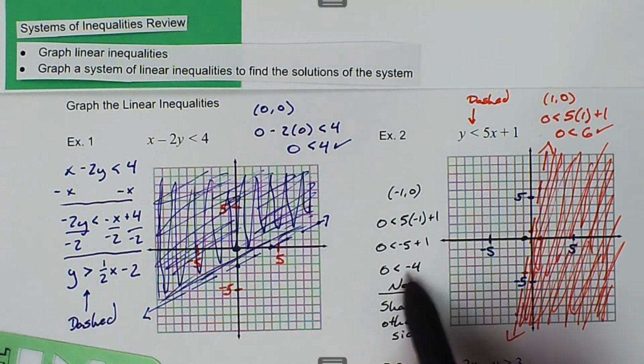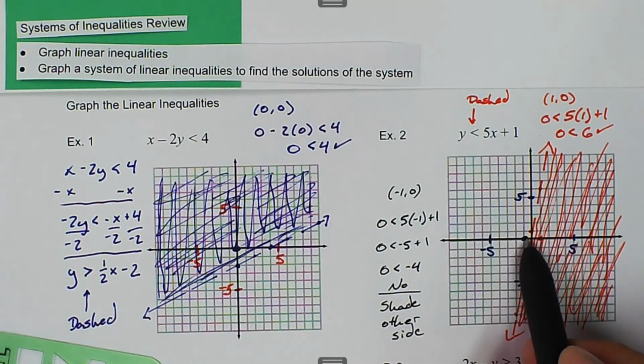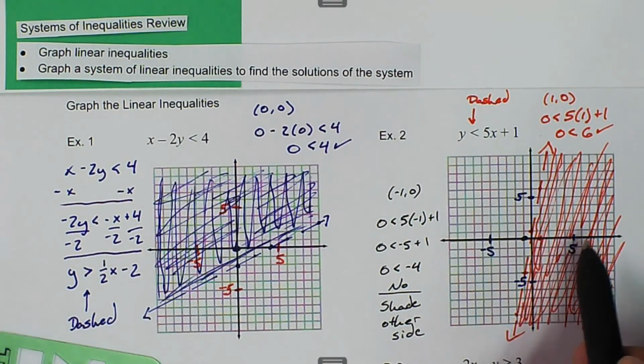Okay, so if it's not true, then you shade the opposite side. So if you check this point and it's not true, then just shade the other side of the line. You don't have to check both sides.